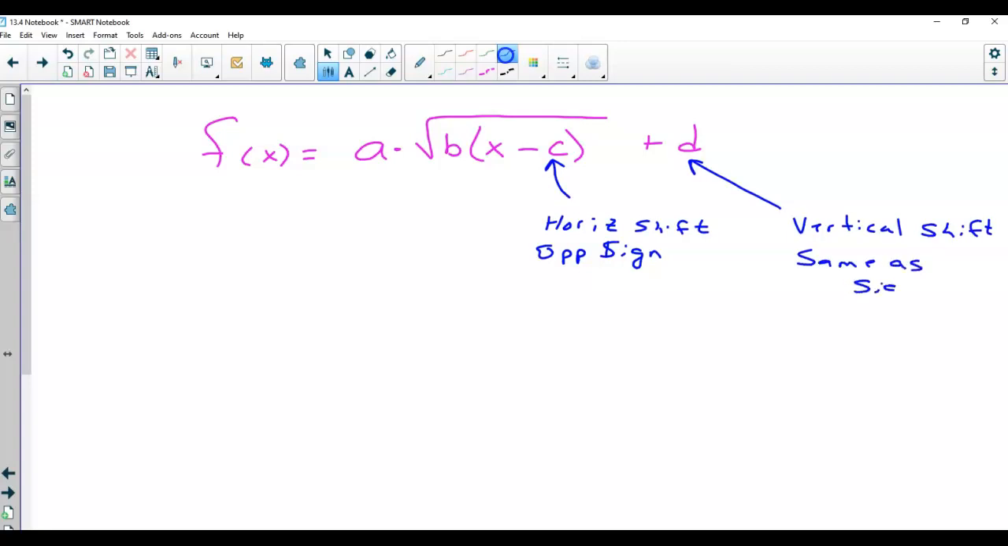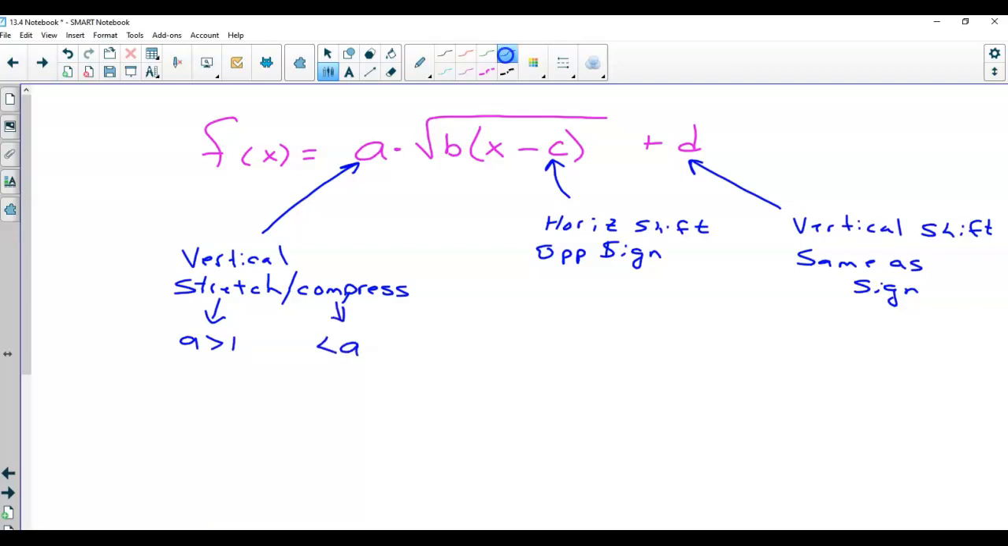Okay, now when I'm multiplying the outside here by something, that is a vertical stretch/compress. And notice it's a stretch if a is greater than 1, and it's a compress if a is greater than 0 but less than 1.